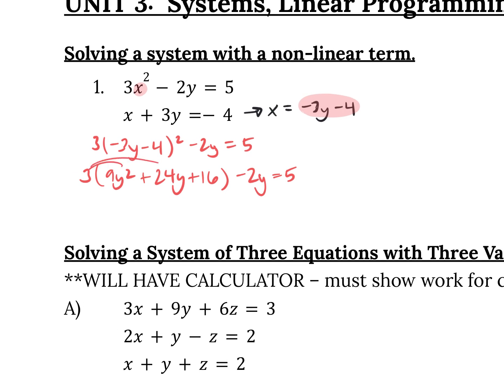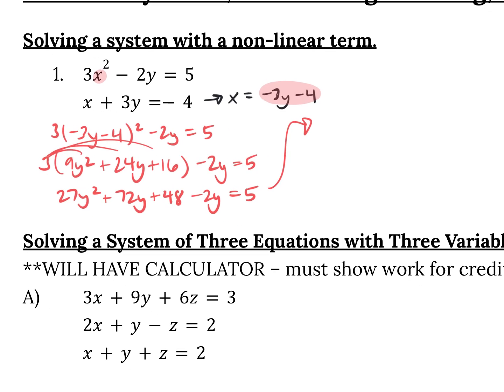Then I'm going to go ahead and distribute here. So I get 27y squared plus 72y plus 48 minus 2y equals 5. And now I'm going to get everything over to one side here. So I've got 27y squared plus 72y, actually 70y if I combine those, and then plus 43 equals 0.